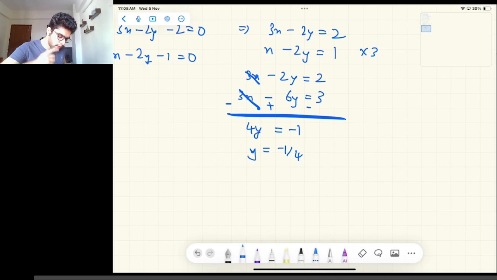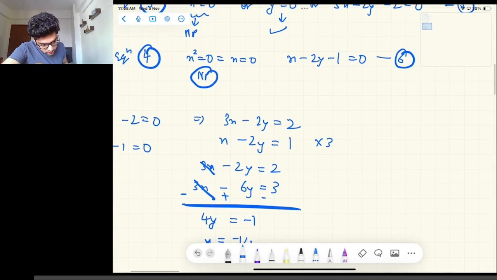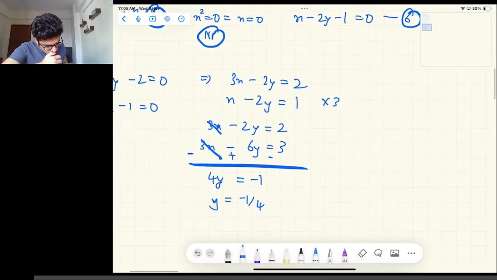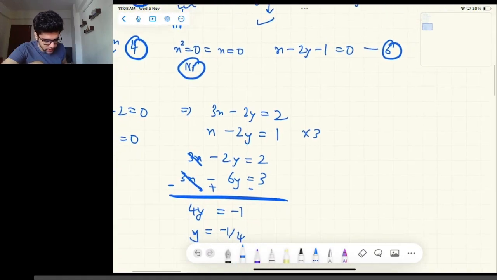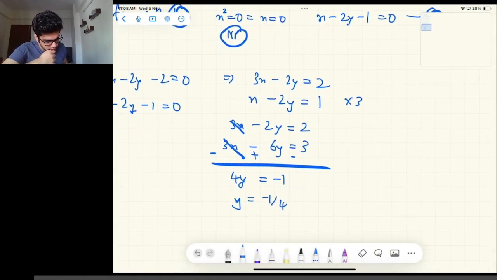Let me just check. I think I've made some kind of mistake. x minus 2y is equal to 1 and 3x minus 2y is equal to 2. Wait a minute, I could have just cancelled 2y here, right? So I didn't need to multiply this equation by 3. I made this blunder. But still we should be getting the right answer in that case also. So y is equal to minus 1 by 4.